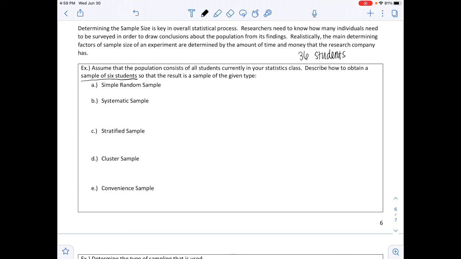So the first one that we have is a simple random sample. And I don't know if you guys have ever had a class where they put names on maybe a deck of cards or popsicle sticks or just some index cards, but they will randomly select 6 of those from the class. So I'm going to say randomly select 6 sticks with students' names on them.